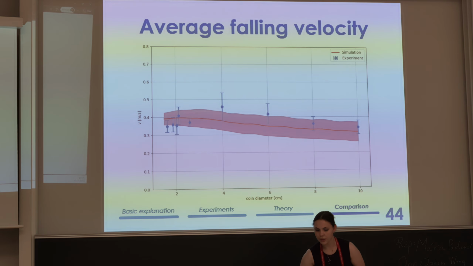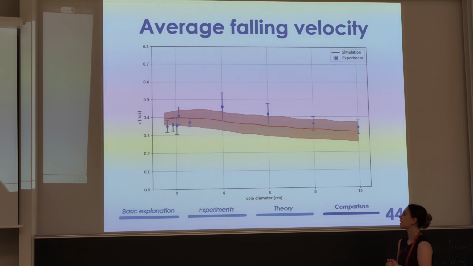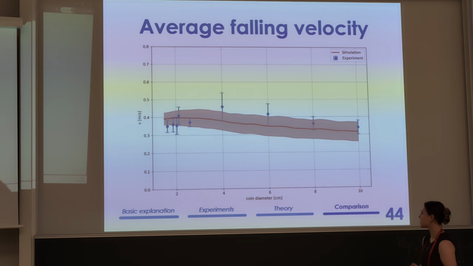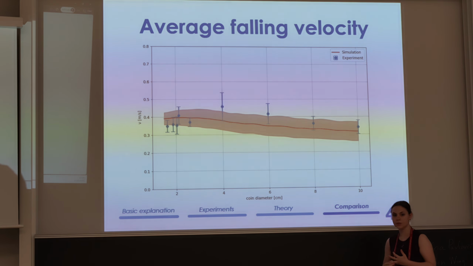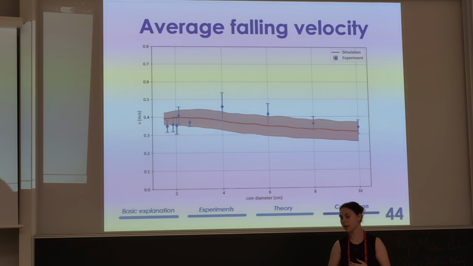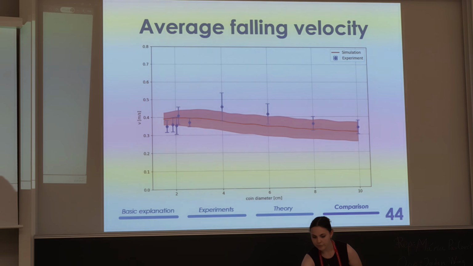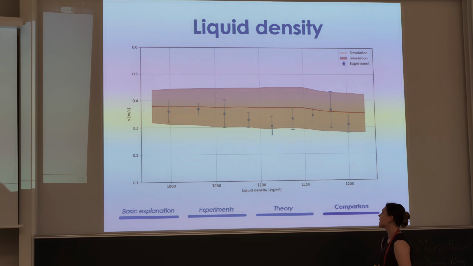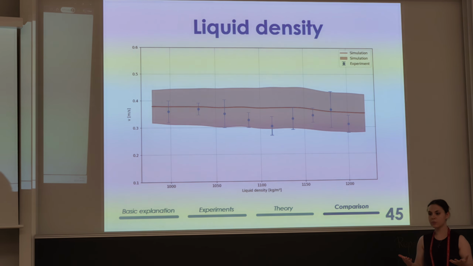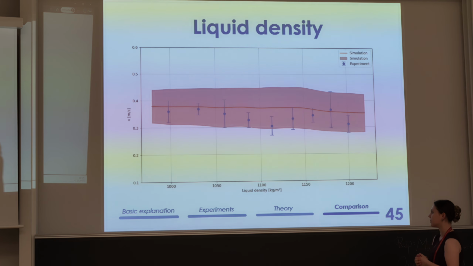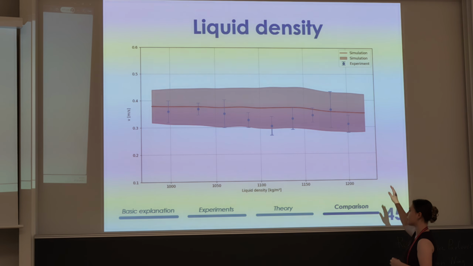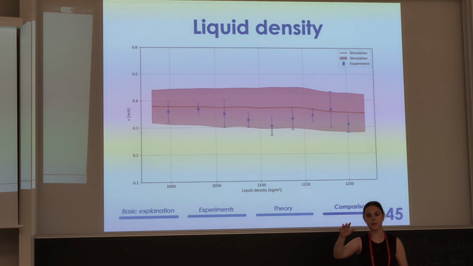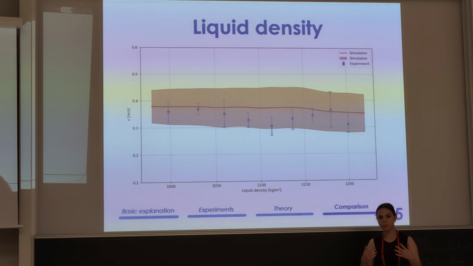Sorry. So now let's look at the average falling velocity. We can see that this doesn't depend really on the coin diameter, but in some cases it could. And for the falling density, as I said before, it is really hard to find different liquids, but it does have a slight decreasing trend because it's harder for the coin to move through the liquid.